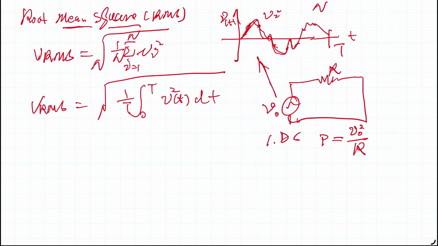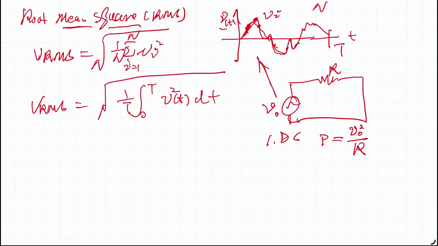Now it has varying power. At a certain moment, for example at this time here, we have a certain voltage V, and the instant power at this point will be V squared over R. And when you go to the peak here, we get another instant power value, V peak squared over R. So the instant power is constantly changing along the line, so it's hard to define. What we can define is an average power.